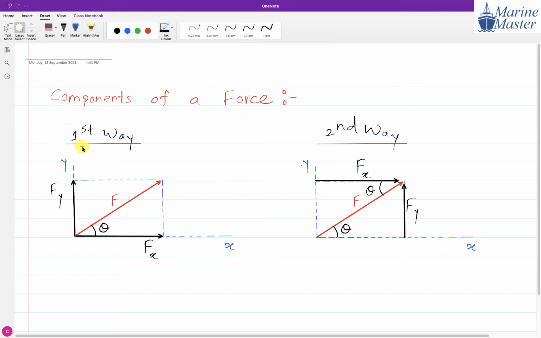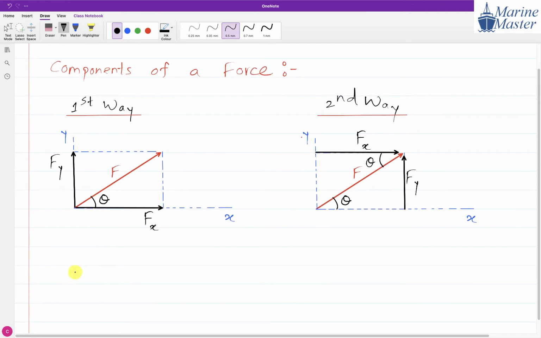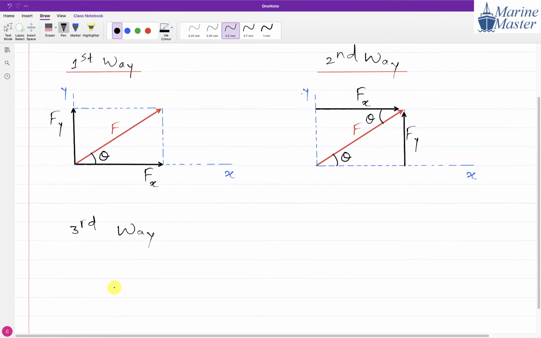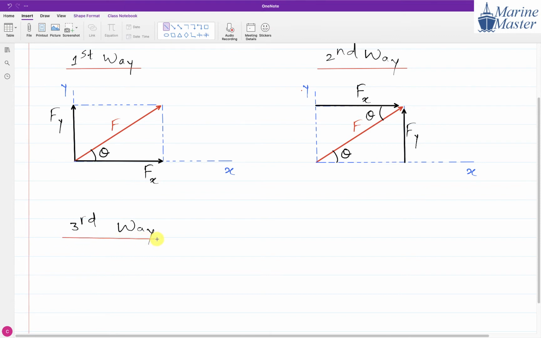Now try to have a look at the third way. I am going to copy the same drawing. Just have a look at the third way of representing the component. I am going to copy the drawing. I have an option, but in your drawing, you have to draw all these things. First way, second way. So here.